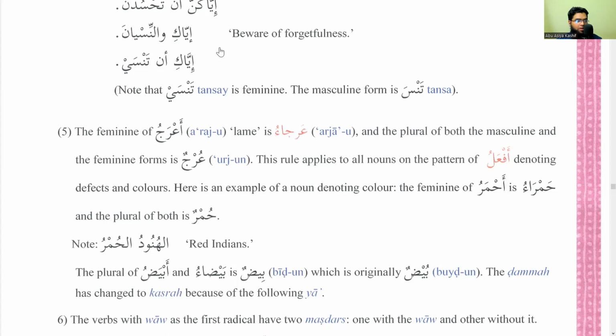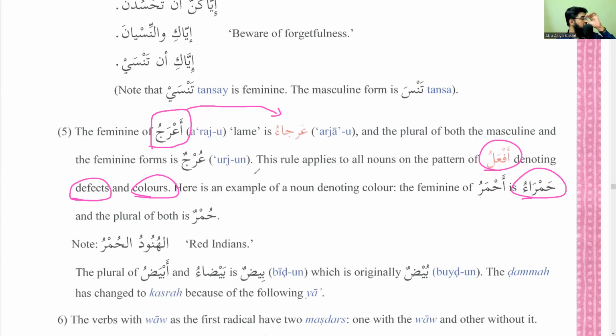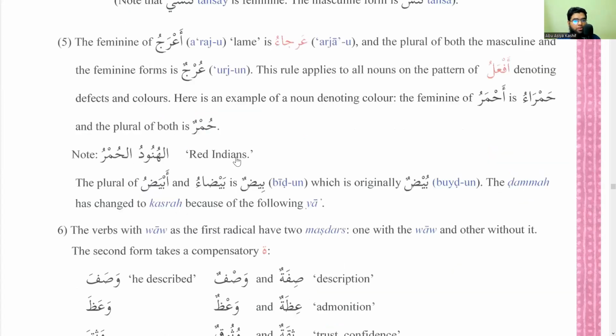So how do you guess the plural? Well, this is on the pattern of af'alu. And the feminine should be on the pattern of, he gave it the pointer. Anything on the pattern of afalu, and only for defects in colors, by the way. Defects in colors like ahmar. And the feminine should be on the pattern of hamra. It should not be something else. And the plural will be, both of them will be humrun. The pattern of fu'lun. For example, al-hunudul humr, red Indians.